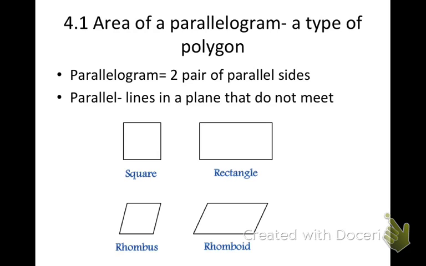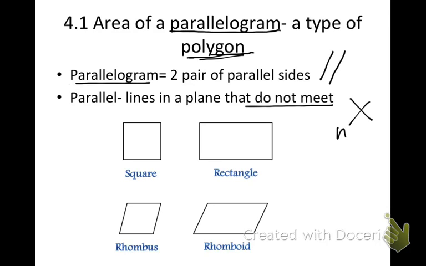So we're going to start with section 1 of chapter 4, and we're looking at the area of a parallelogram. And a parallelogram is just a very specific type of polygon, which we just talked about. So a parallelogram has 2 pairs of parallel sides. So if I drew 2 lines, these lines are parallel. So that shows you parallel. So parallel lines are lines in a plane that never meet. So this would be something that is not parallel.